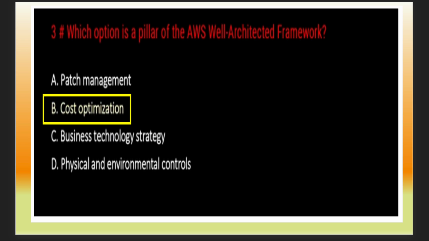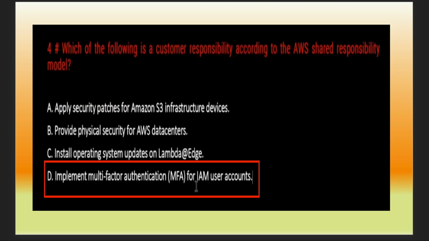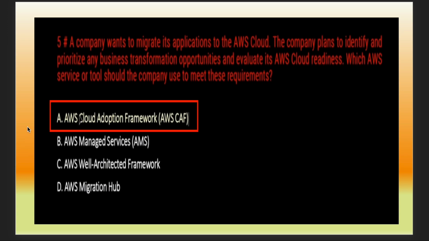Next, which option is the pillar of the well-architected framework? The answer is cost optimization. The pillar, cost optimization. Next, which of the following is a customer responsibility according to the AWS shared responsibility model? The answer is implement multi-factor authentication for IAM user accounts.